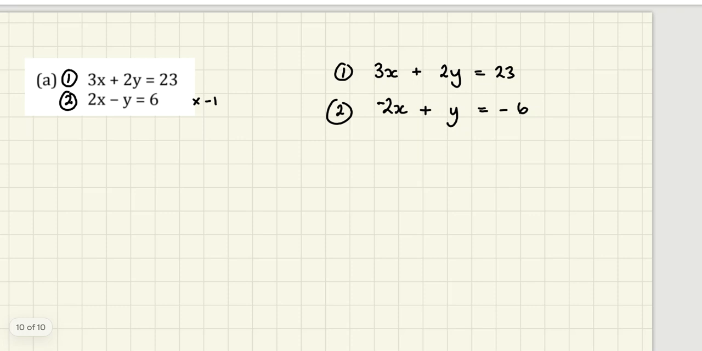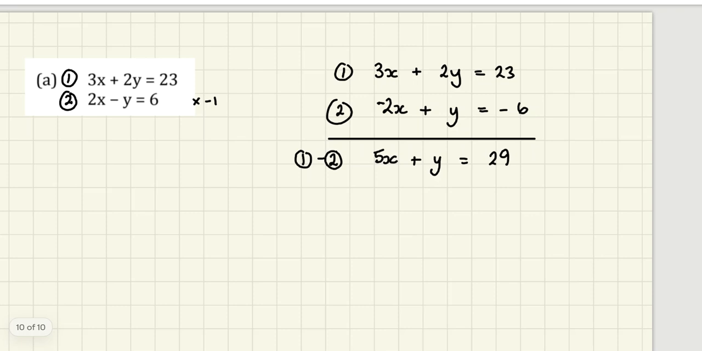Right. What happens then? So if we now do our subtraction, what would you do? Number 1 subtract number 2? Yeah. So number 1 subtract number 2. So 3x take away -2x is 5x. y take away y is y plus y... 23 take away -6 is 29. Okay, I did say don't write this down.